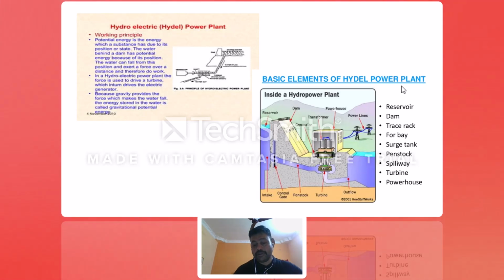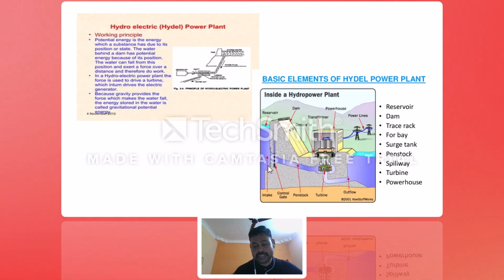Here you look at another picture I am showing. I just want to show another layout. It starts with the reservoir. You have a dam. You have a trash rack. Here you have an intake. Then you have a surge tank, right? Penstock, spillway, turbine, and power house. So this is called the power house. Inside the power house, you have a transformer, and here you have the generation. These are all the power lines already given. Here you have a gate.